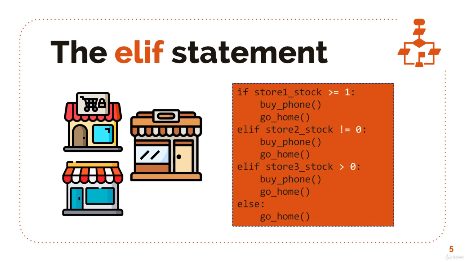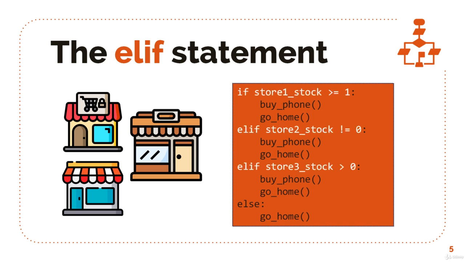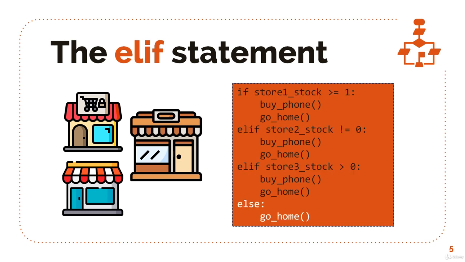Note how I've used 3 different ways of checking the same thing, in this case that there's at least one phone available. Once again, the code is run in order and stops as soon as one of the if statements returns true. If none of the conditions are met, you end up with the else instruction.